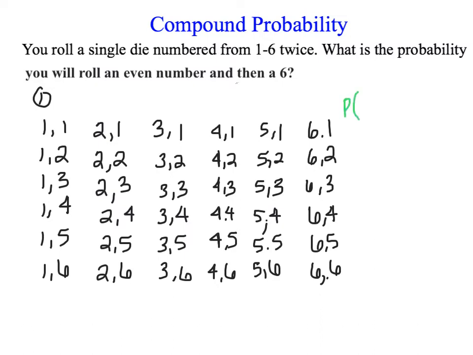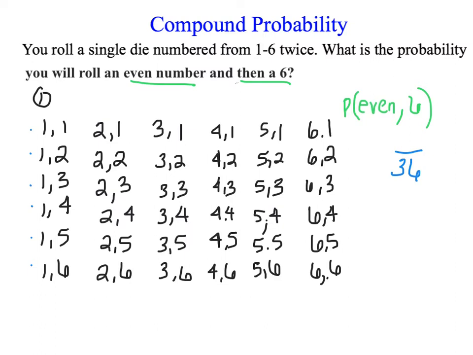So I'm looking for the probability that I have an even number, and then I roll a 6. So first thing I need to do is determine, now that I have my sample space, how many total possible outcomes. 1, 2, 3, 4, 5, 6 in each column, and there are 6 columns, so I have a total of 36 possible outcomes I could get if I roll a die 2 times.